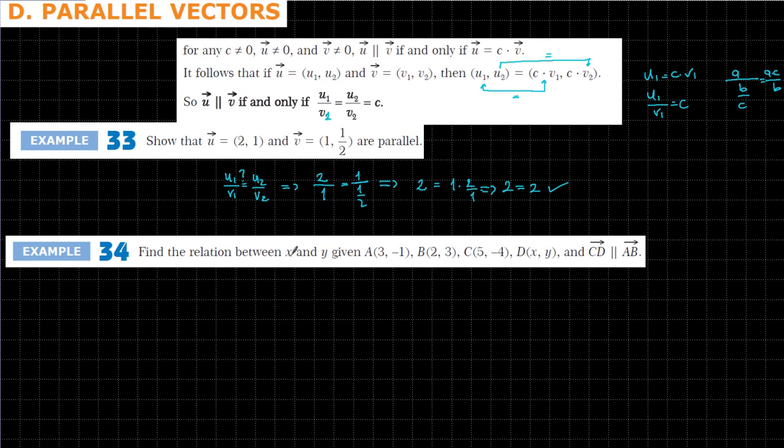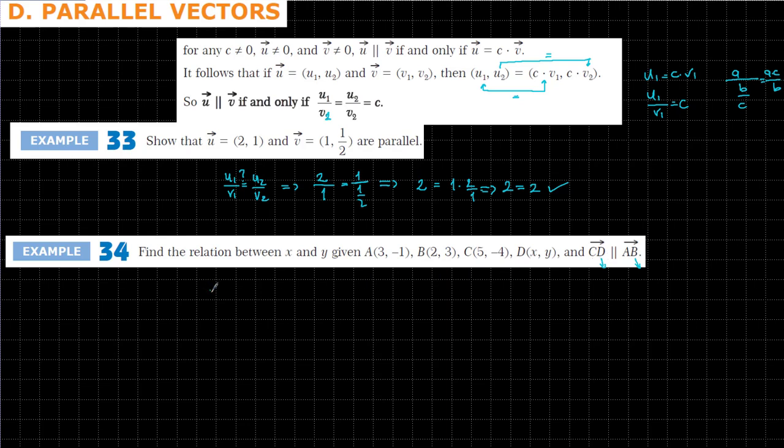Okay, find the relation between x and y. Find the relation between x and y if CD is parallel to AB. These are the terminal points and these are the initial points, so we always subtract the initial points from the terminal points. So we are going to do it like this.